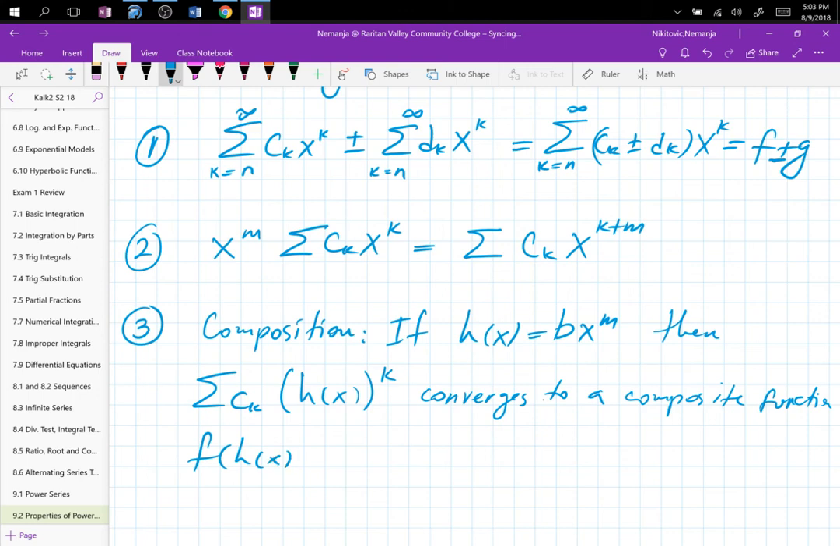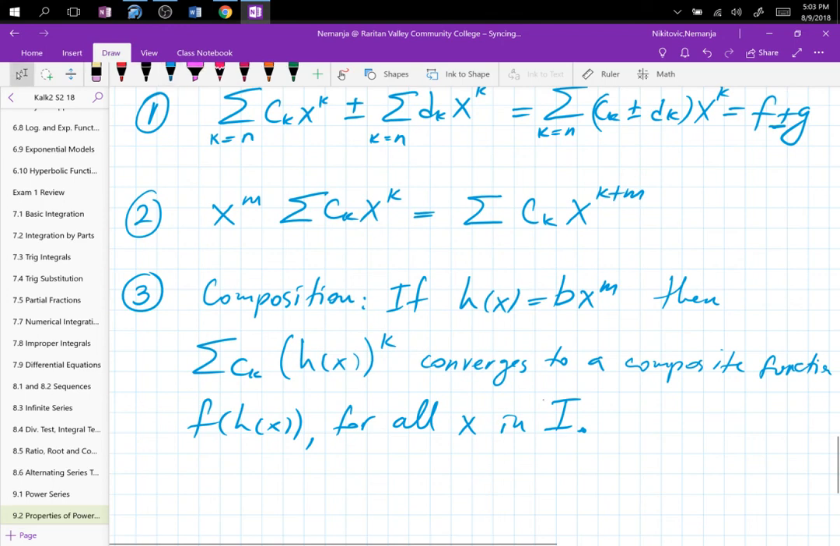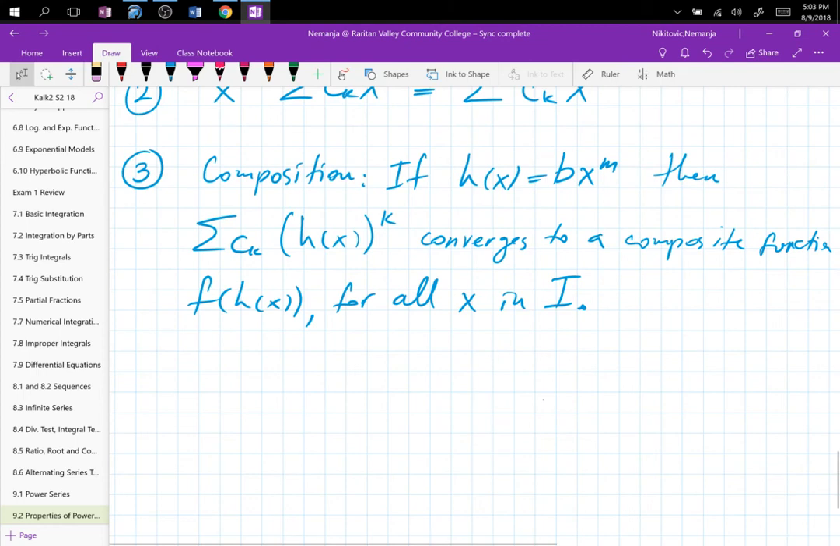F of h of x for all x in interval I. Now that one doesn't say much when you look at it this way, in this form, but I'm going to do examples now, and that will clear up. So, example for number one.